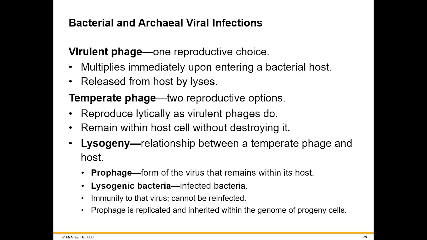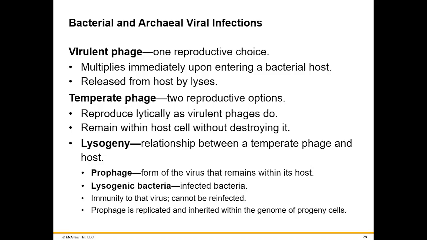We also have temperate phages, which are the most common types of reproductive viruses. So they have two reproductive options. First is to reproduce lytically, similar to a virulent phage. The second option is to remain within the host, remain dormant inside the host. And we call this phase the lysogenic phase.